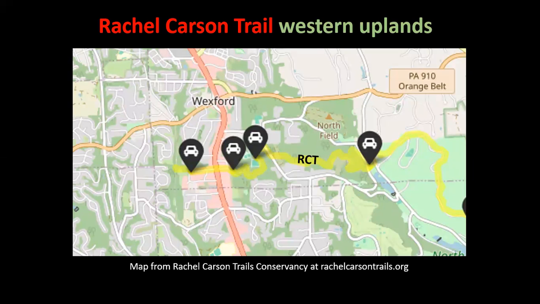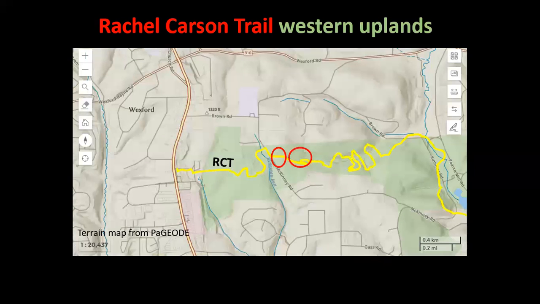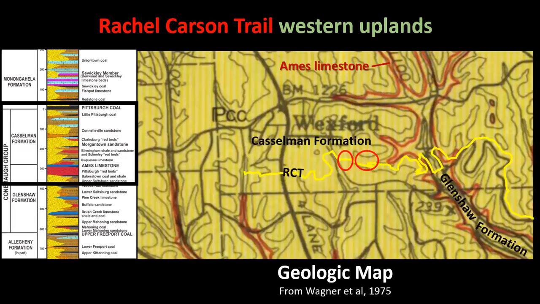Okay, the last part of the trail we'll look at are the western uplands on the western part of North Park. And we'll look at the area with the red circles there. In the geologic map, you can see it's above the level, and the red shows the Ames limestone. We're above that in the Casselman Formation.